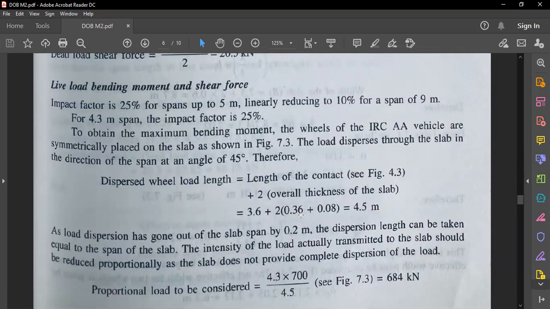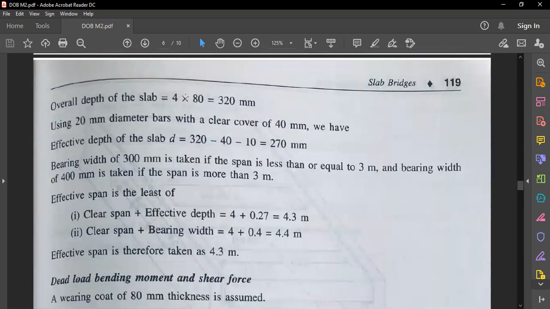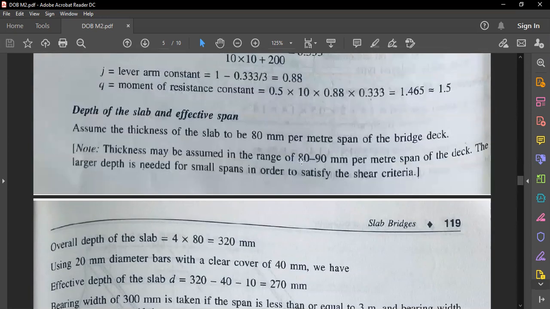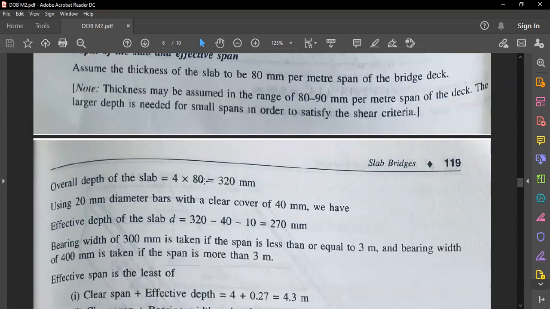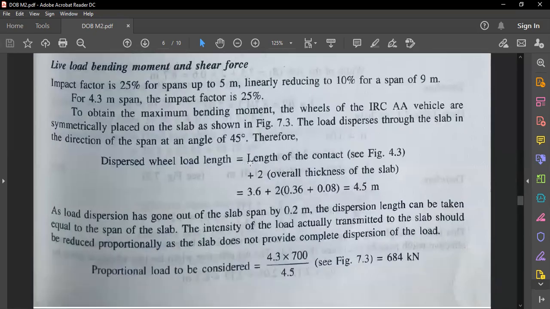That means 90 mm per meter they have calculated. So 360 only you consider. You can make the correction here: 90 into 4, 90 into 4. So 80 to 90 mm per meter is the criteria. 90 into 4, that will give you 360 here. And again, dead load changes.